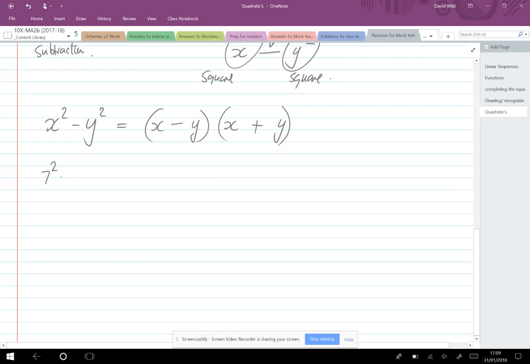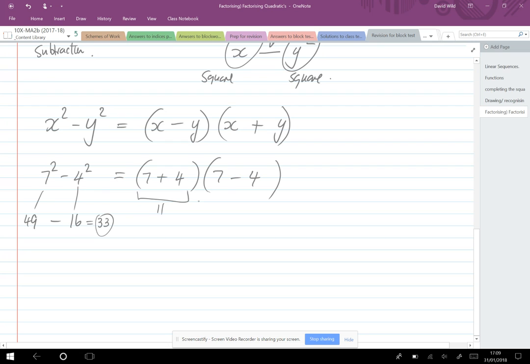For example, we've got 7 squared minus 4 squared, equals, we could do exactly the same thing with numbers. This is 7 plus 4, 7 minus 4. Let's see if it works. 7 squared is 49. 4 squared is 16. Subtract them, 49 minus 16. Well, what do we get there? We get 33. Let's see if that works. 7 plus 4 is 11, times 7 minus 4 is 3. 11 times 3, 33. Cool.